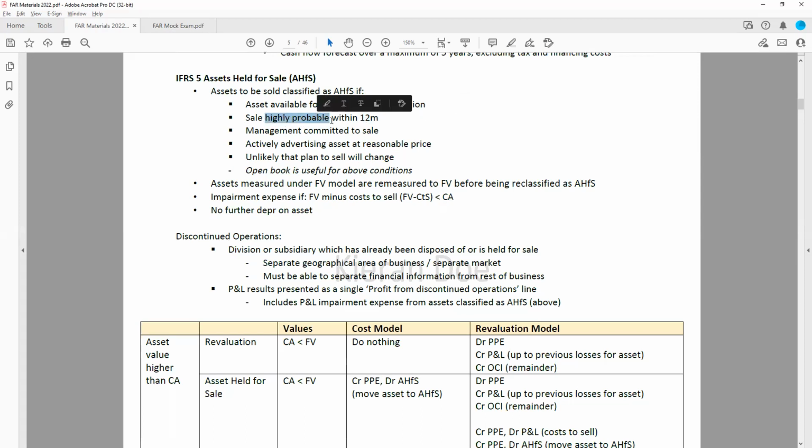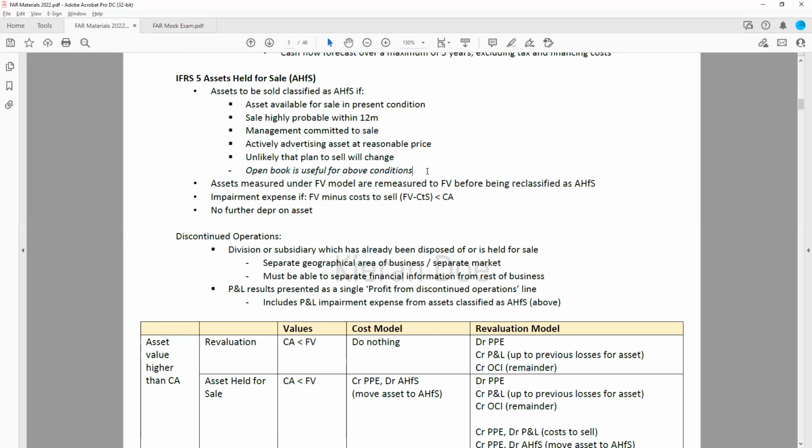This is quite vague as to what constitutes highly probable. We know from provisions that probable means more likely than not, more than 50%. There isn't really a clear definition of highly probable, but presumably more than that, maybe 70. Management are committed to selling the asset. It's been advertised at a reasonable price, and it's unlikely that the plan will change.